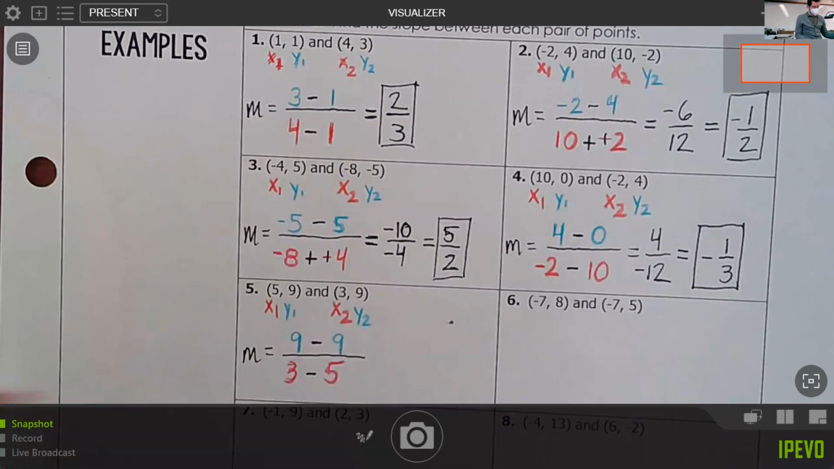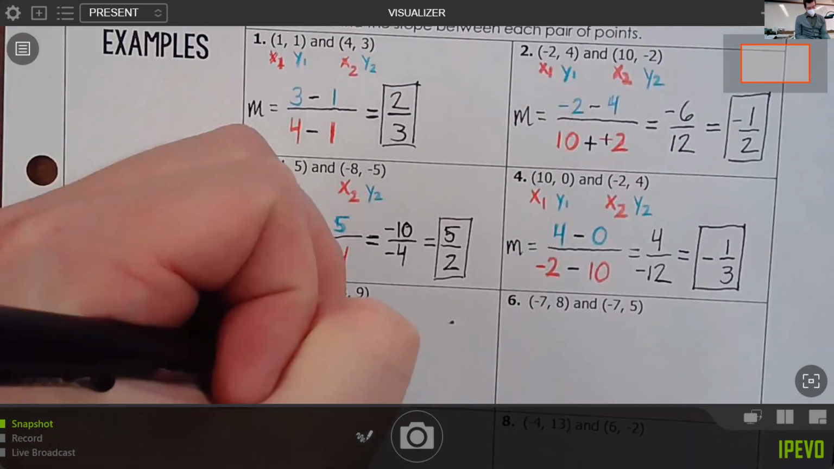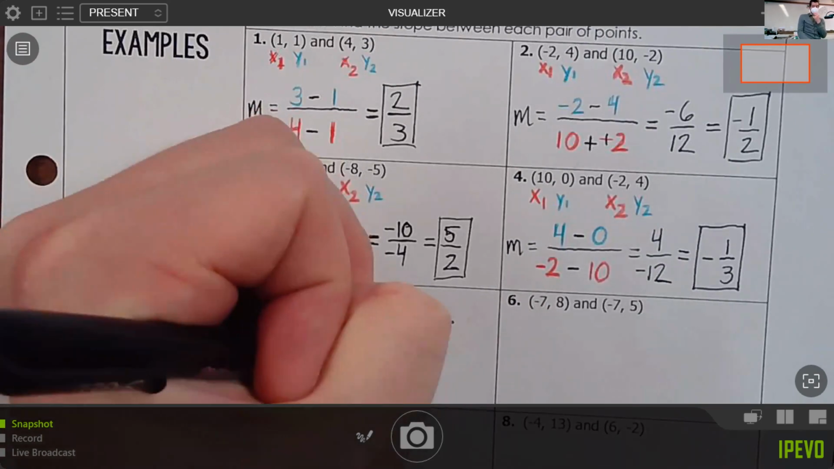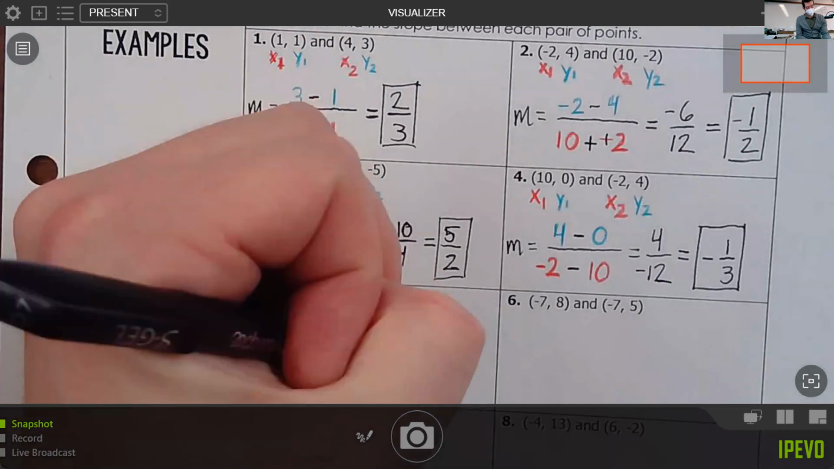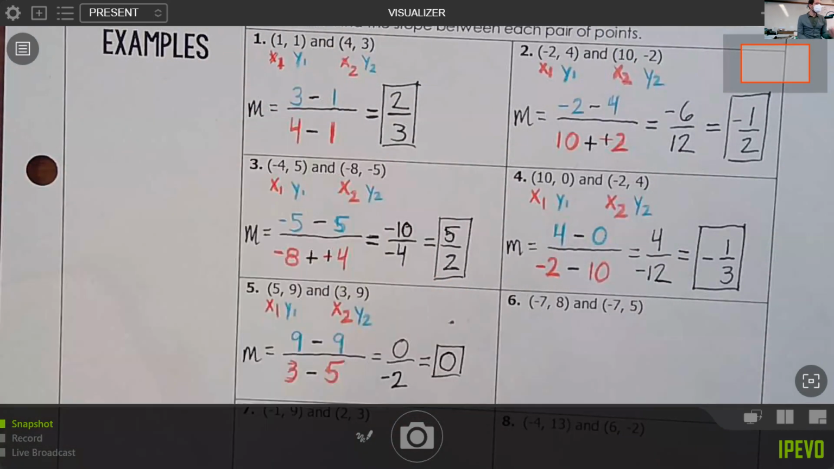All right, 9 minus 9, that's just 0. And then 3 minus 5, that's negative 2, but that doesn't actually matter because 0 divided by anything is what? 0. So the slope of this line for number 5 is 0. What does that tell us about what kind of line this is, based on what we saw yesterday?